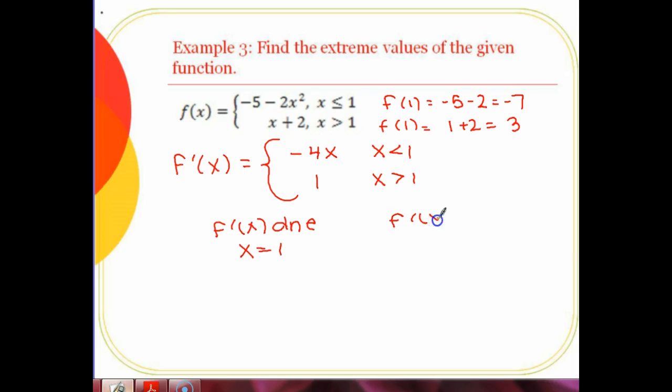When is f prime of x going to equal 0? Well, the bottom function is never going to equal 0 because it's horizontal. When is it going to equal 0 here? 0. So 0 and 1 are my critical points. These two values are the only possible locations on f of x at which we can have an absolute max, an absolute min, or a local max and a local min. They're the only possible locations.